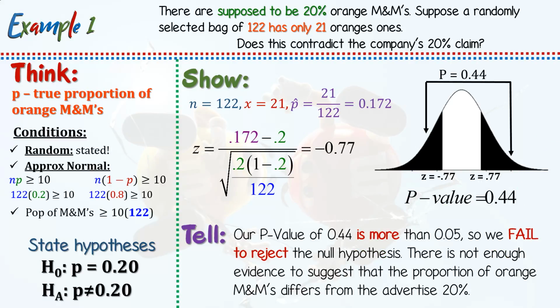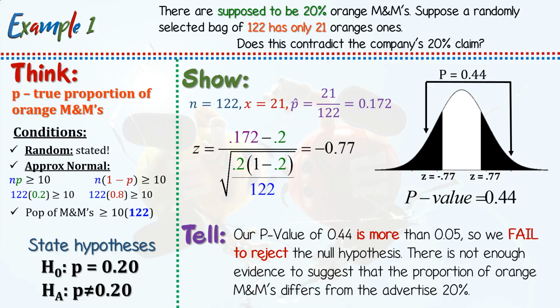So, final tell statement. Our p-value of 0.44 is definitely more than the 0.05 cutoff, so we have to fail to reject. I've not quite found enough evidence to suggest the proportion of orange M&Ms differs from the advertised 20%. That is the entire mechanics. Notice I do understand this takes a while.